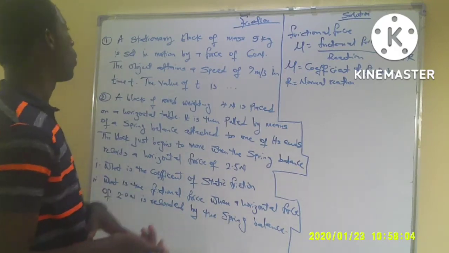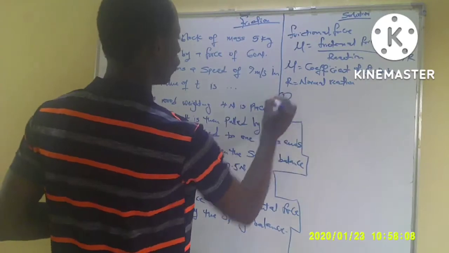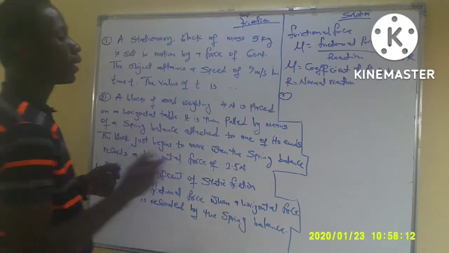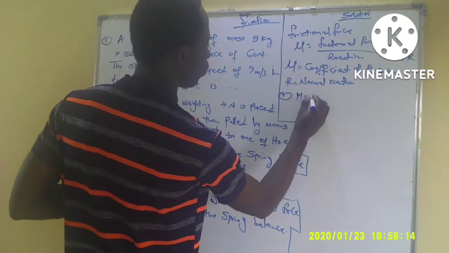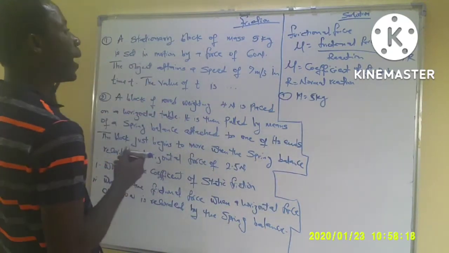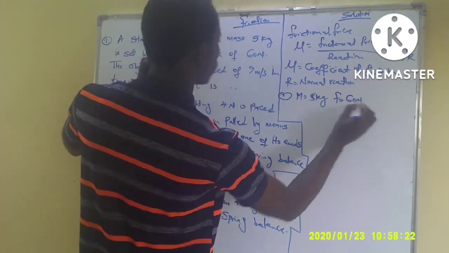So take note. When we move further, let's talk about question 1 now. Question 1, briefly. A stationary block of mass 5 kg is set in motion by a force of 60 Newton. The force is 60 Newton.